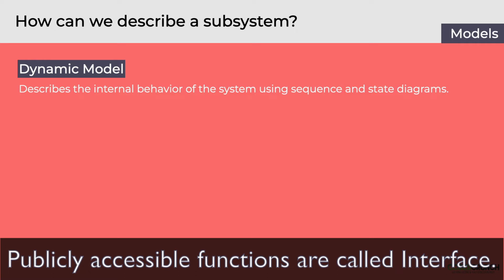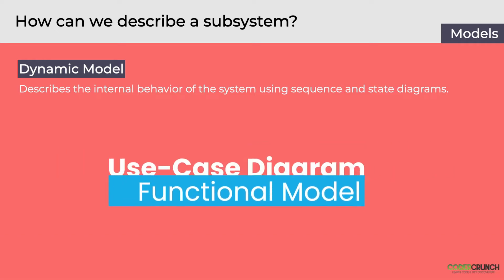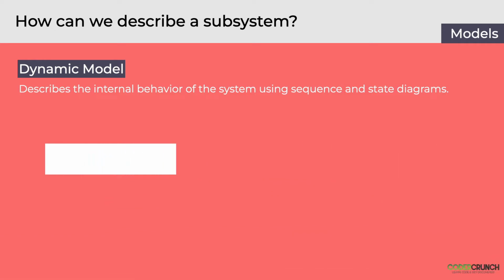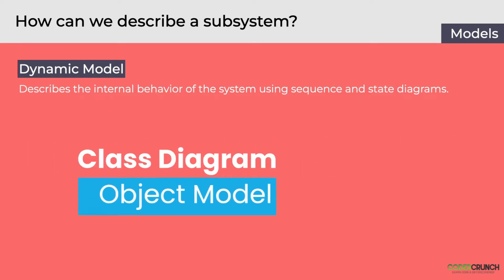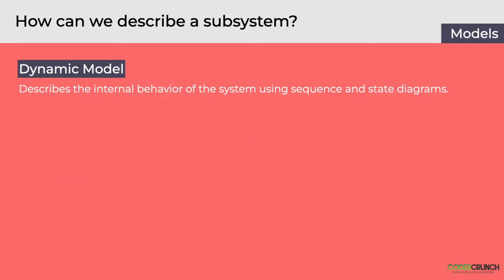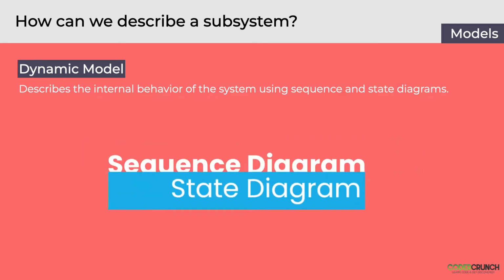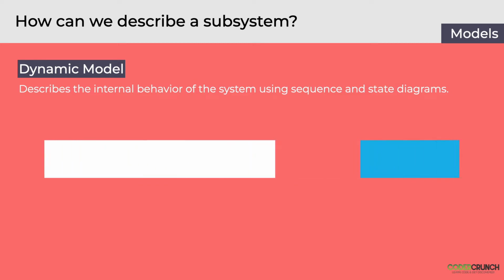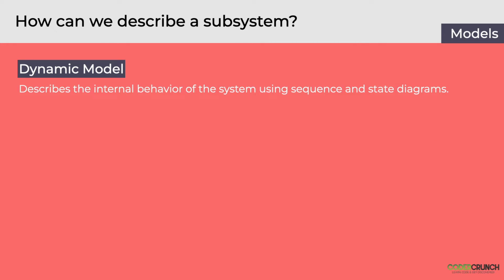If you remember, we used the use case diagram to represent the functional model, and we used the class diagram to represent the object model. In case of the dynamic model, we can use both the sequence diagram as well as the state diagram to represent the dynamic model for our subsystem. Let's learn about the sequence diagram and the state diagram and see how they convey information about a system.